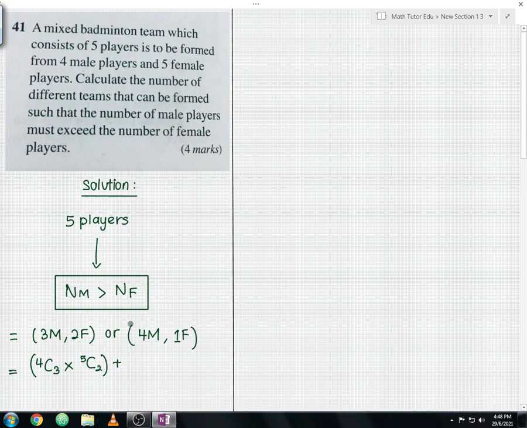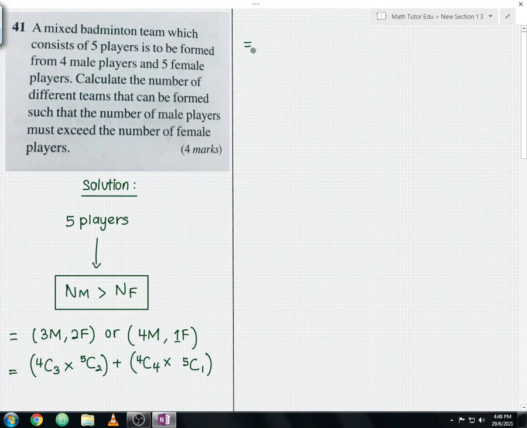Now continue with the second possibility. Out of the 4 male players, you choose all of them, so 4 choose 4. Since there is an 'and' in the bracket itself, you multiply with the 1 female player. You have a total of 5 female players, so out of the 5 female players, you're choosing only 1 female player. So you close bracket.